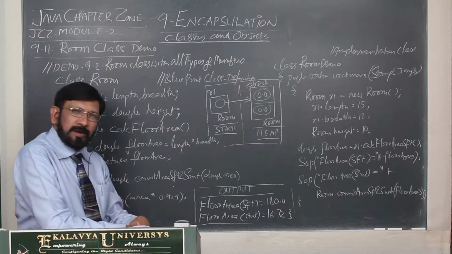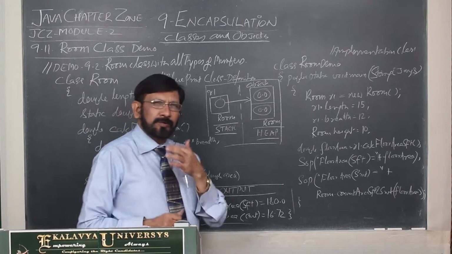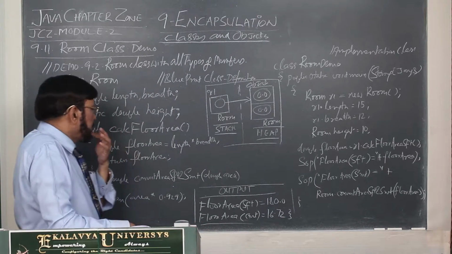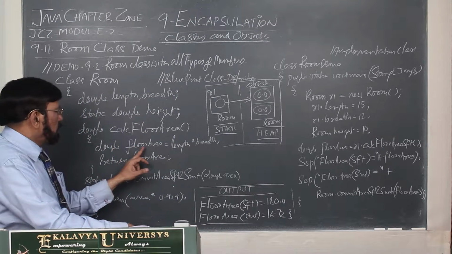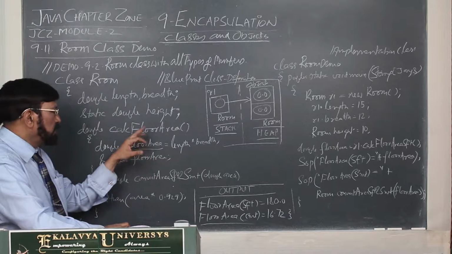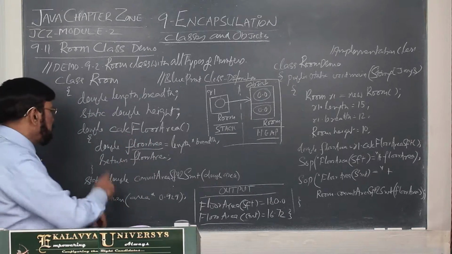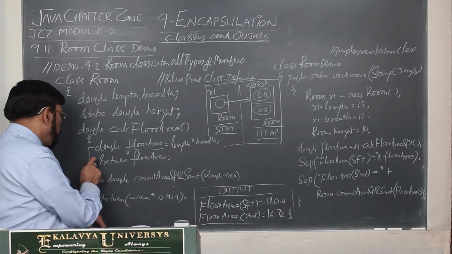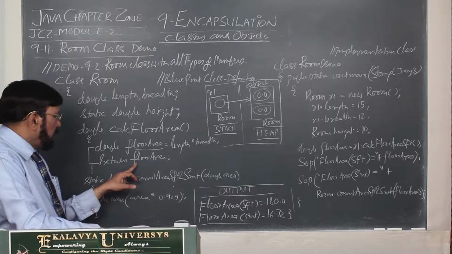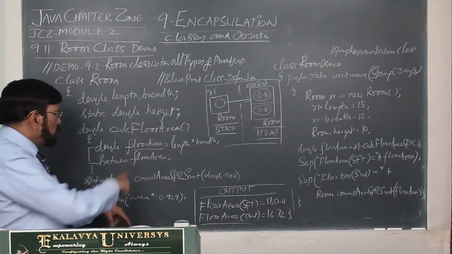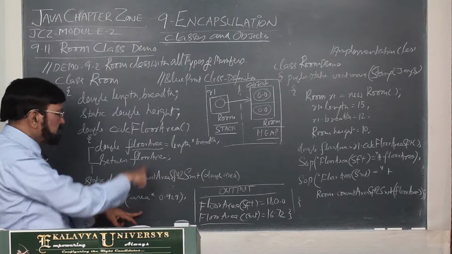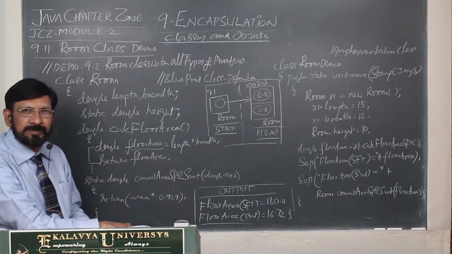Now, the area of the floor of the room, you know, is length into breadth. So now you see, double floor area. This floor area is a local variable of this method. That point you must remember. Its scope is this much only, from the place of declaration until it is returned. So you can access it from here only. You cannot access it from anywhere else. That point you must remember.